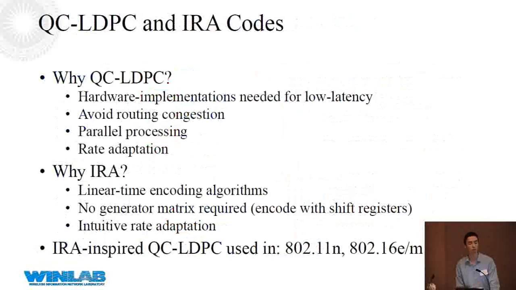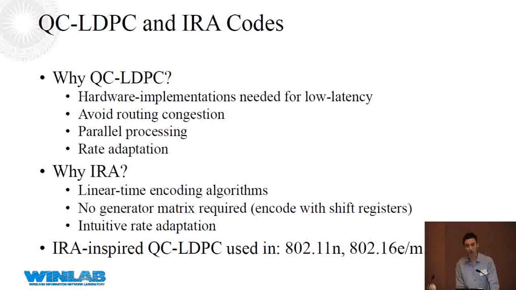For quasi-cyclic LDPC, we're going to have to do it in hardware. There's no feasible way to do it quickly in software. So we need to be able to avoid a lot of routing congestion when we're implementing these codes, and we're also going to be very concerned about parallel processing of these codes. Quasi-cyclic LDPC facilitates both of these and also allows for a lot easier rate adaptation.